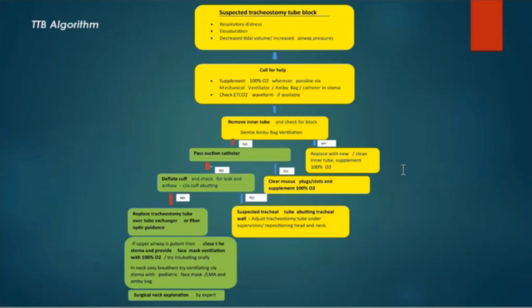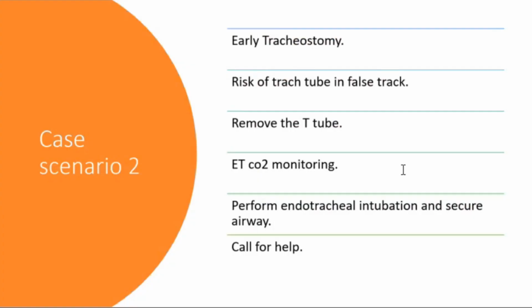Always call for help. In this case it was an early tracheostomy, and when the track is not mature within 5 to 7 days, there's always a risk of tube block. If there's a suspicion of a blocked tube, always remove the tracheostomy tube. You can always use ETCO2 monitoring to confirm it.